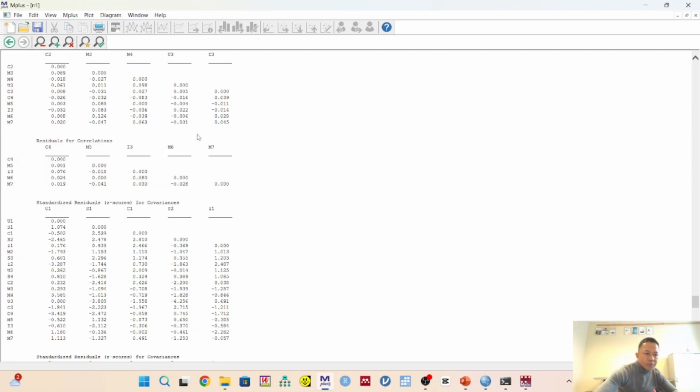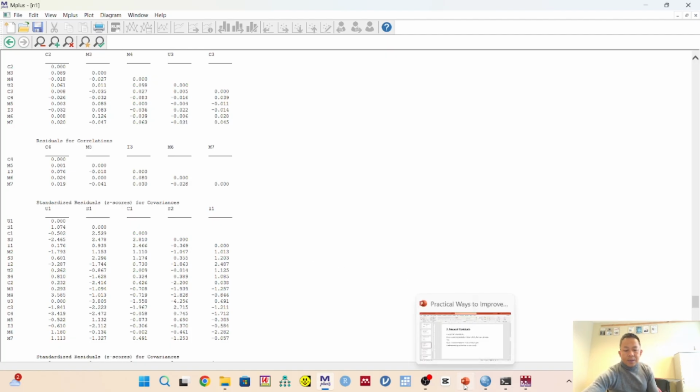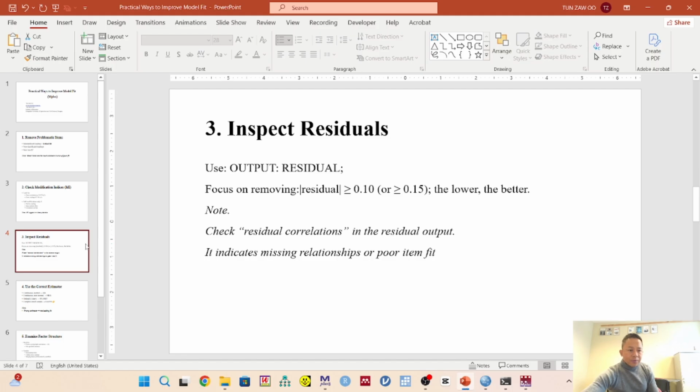That's why, from the perspective of residual correlations, this data is fine. No correlation is higher than 0.15. That's why we will think of other ways to improve the model fit.